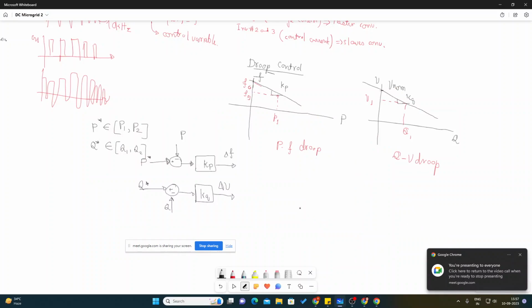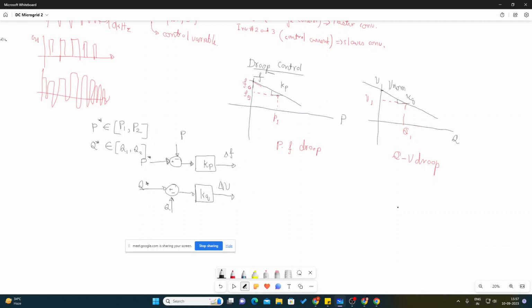So if we go beyond the limits, that will invite several problems. There can be issues of voltage instability, there can be issues of frequency instability, or transient instability. In power systems, people will know it better.